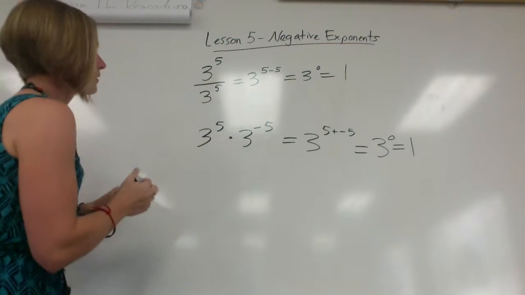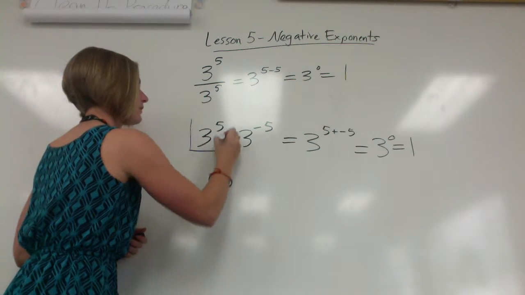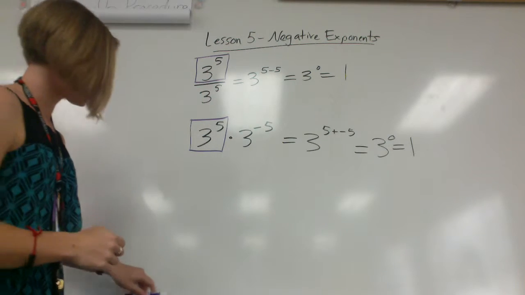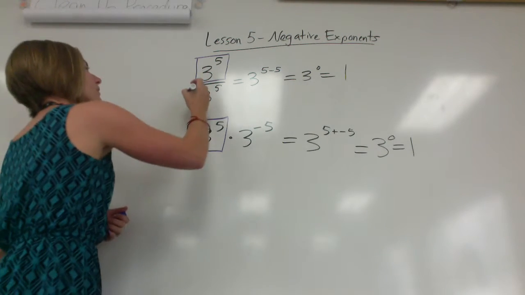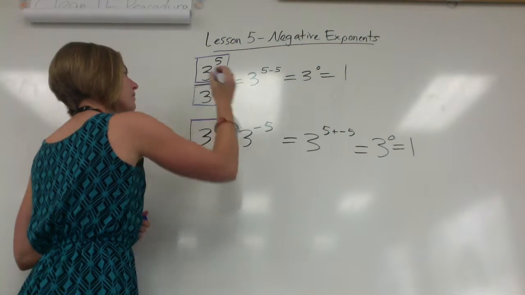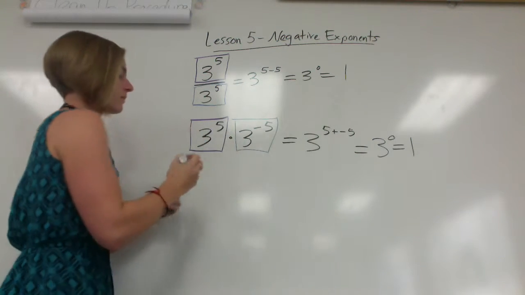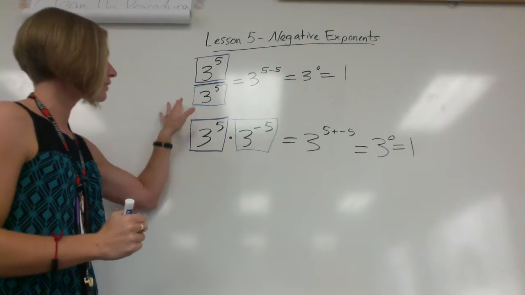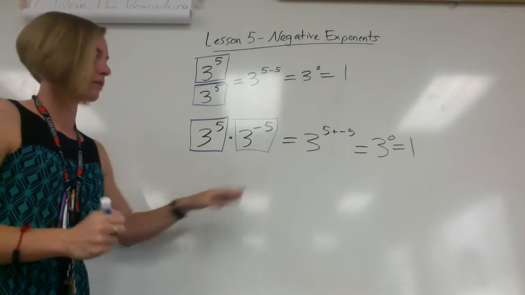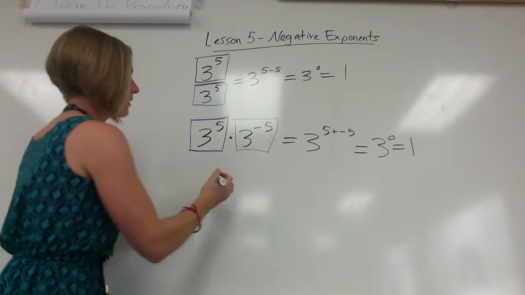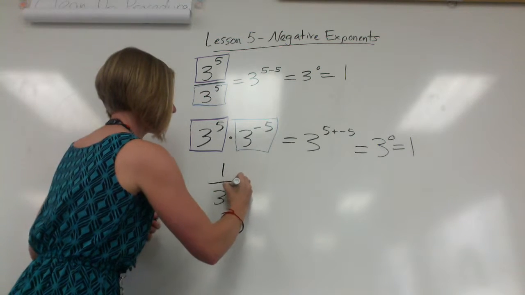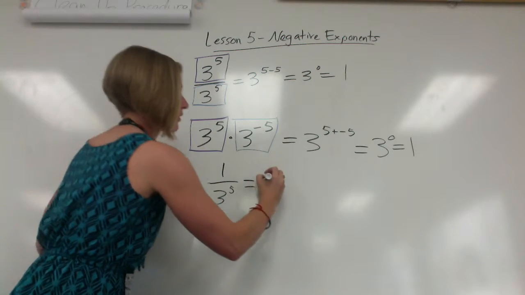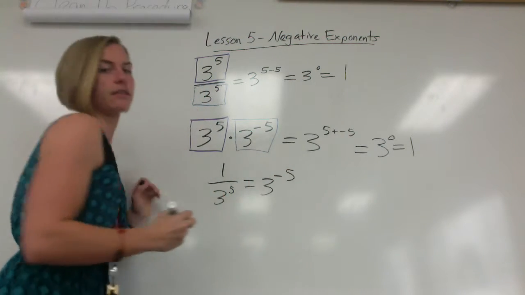Both of them have a 3 to the 5th, so that's the same, but the part that's different is what's important. This part right here and this part right here. So because only one thing changed, yet we got the same result, we know that these two things are equal to each other. So that means that 1 over 3 to the 5th, which is what this is because it's on the bottom, is equal to 3 to a negative 5th.